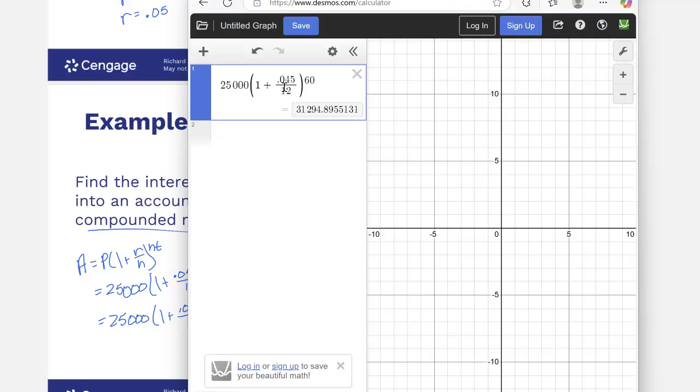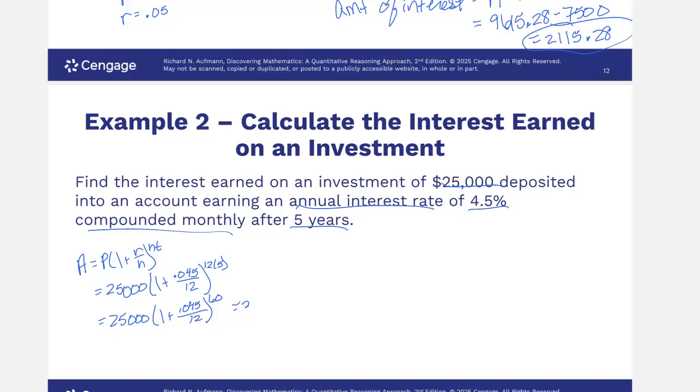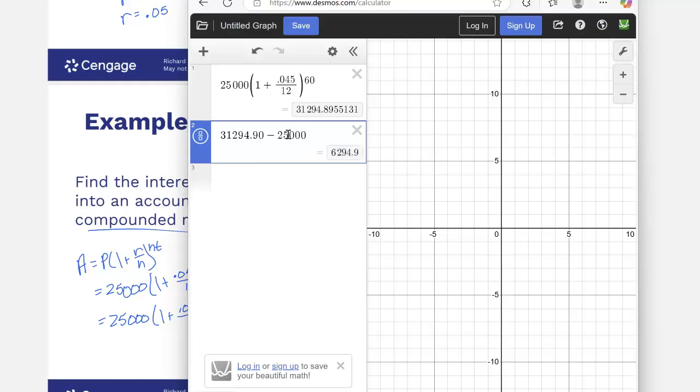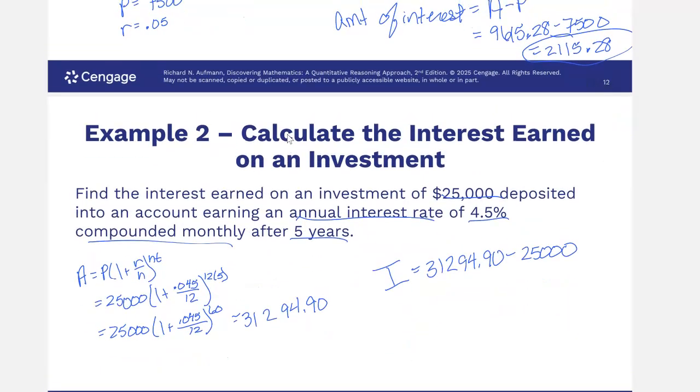So 31,294. Sorry about that. $31,294.90. So then the interest is going to be the amount earned, that future amount, minus how much was initially invested. So $6,294.90.